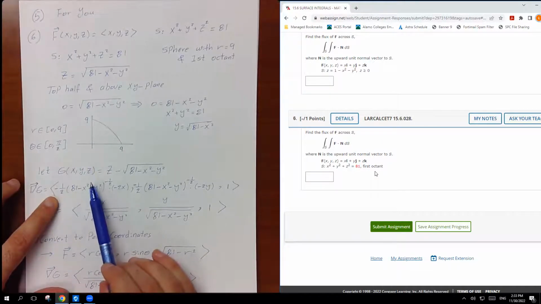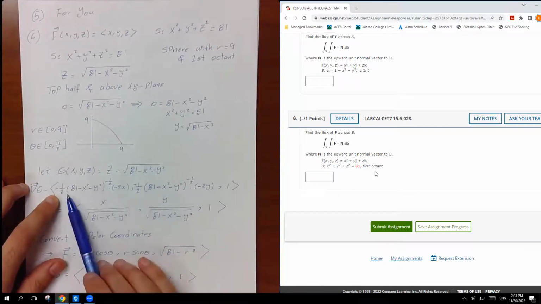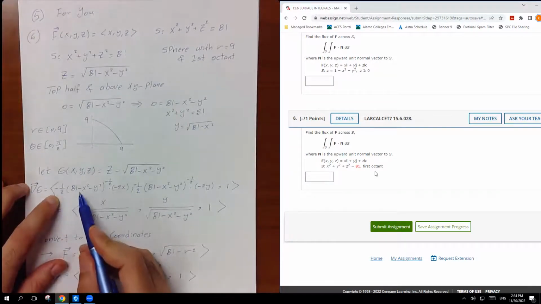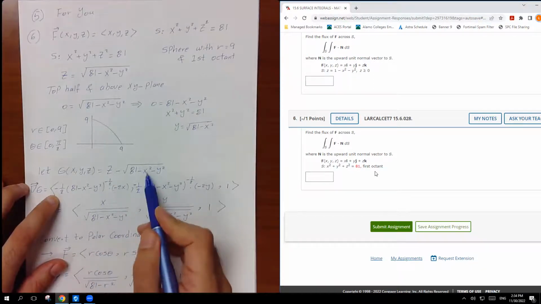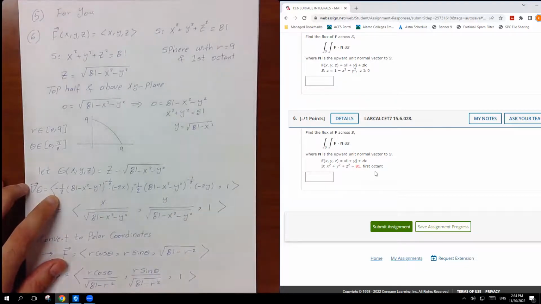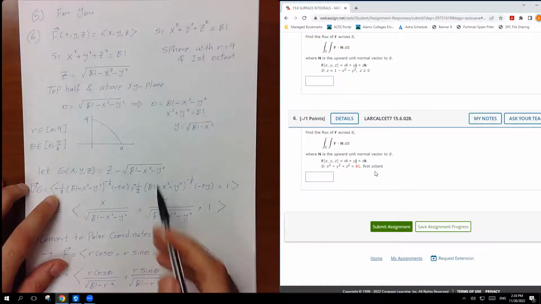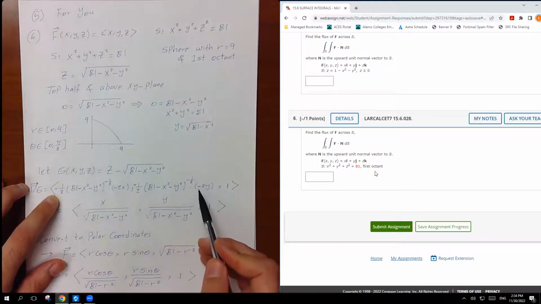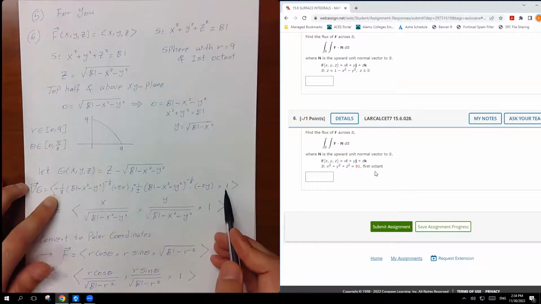Let's find the derivative for this one with respect to x. So it's going to be negative half times 81 minus x squared minus y squared to the negative half, times the derivative of everything inside, which is negative 2x, because we need to find the derivative with respect to x. And then the derivative with respect to y is going to be negative half times 81 minus x squared minus y squared to the negative half, times the derivative of everything inside, which is negative 2y. And the derivative of G with respect to z is going to be 1.